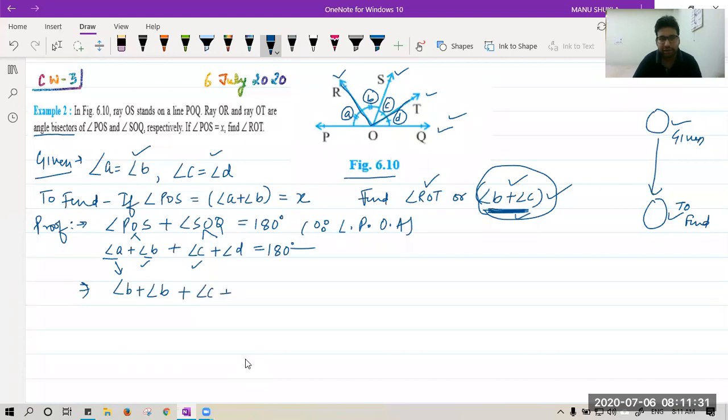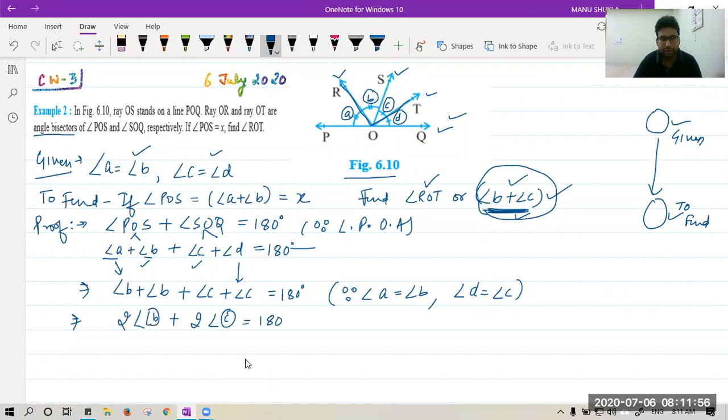Similarly, I can write D as angle C, because my question wanted me to find B plus C. So what I have done? I have replaced A with B and D with C. Now you can add these, they become twice angle B plus twice angle C is equal to 180 degree.